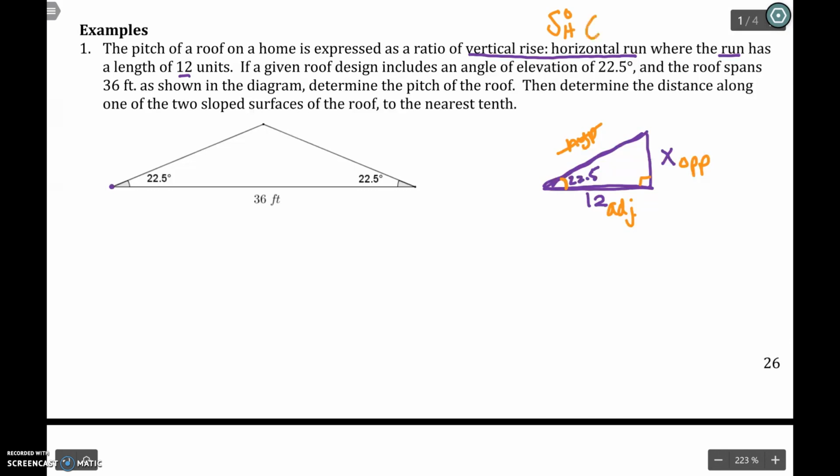So in order to figure that out, we are going to have to apply SOHCAHTOA. I want to pick the function that does not include hypotenuse, which would mean that I'm using tangent. So tangent of the angle, which is 22.5, equals the opposite over the adjacent, and I would cross multiply. So 1 times x is x, and that would equal 12 times tangent of 22.5.